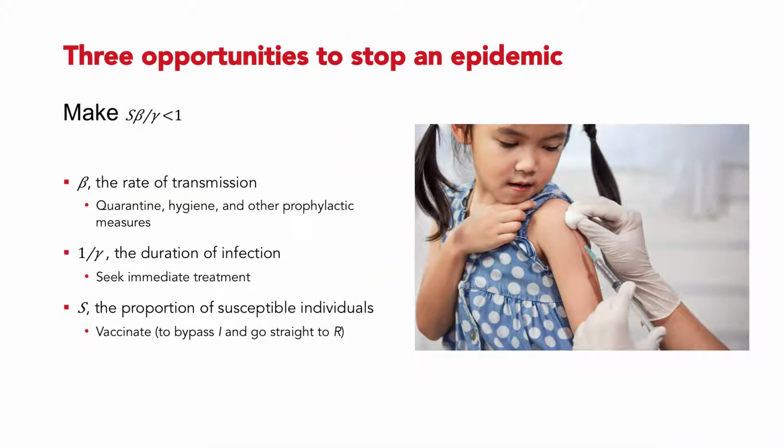Next up, gamma can be thought of as the inverse of the duration of an infection. So by seeking immediate medical treatment, it's sometimes possible to shorten the length of an infection and thereby help to more quickly end an epidemic. The last variable in that ratio is S, and as we will shortly see, S is going to decrease with time as people move out of that S box and into the infected box. So our ratio is not constant, and eventually our ratio is always going to drop below 1. But what if we could skip the infectious box altogether and move people from S directly into R?